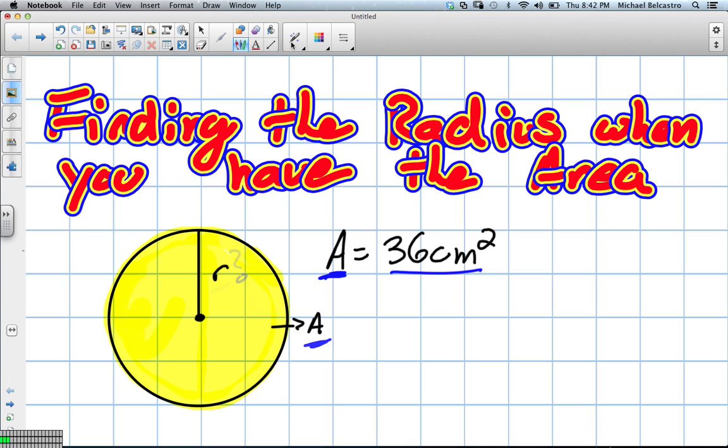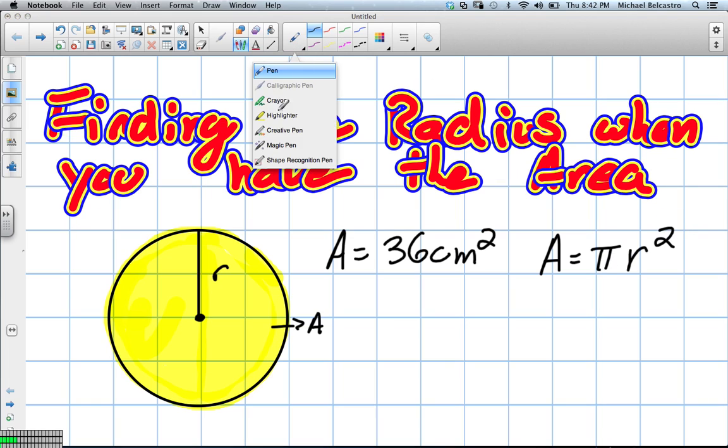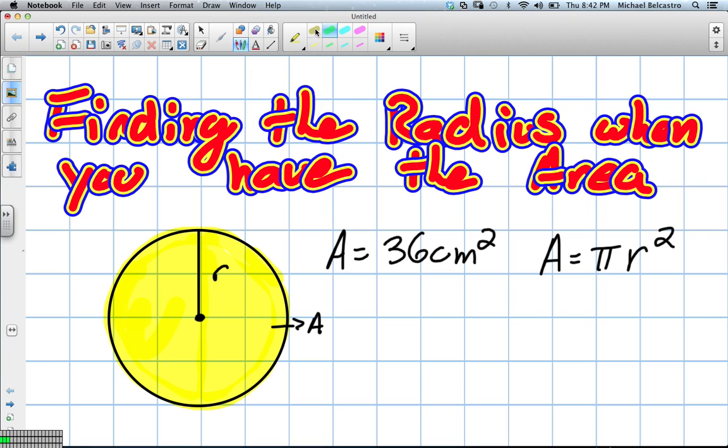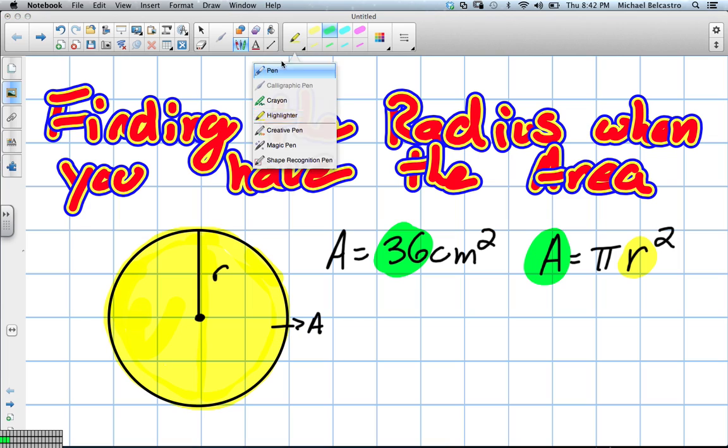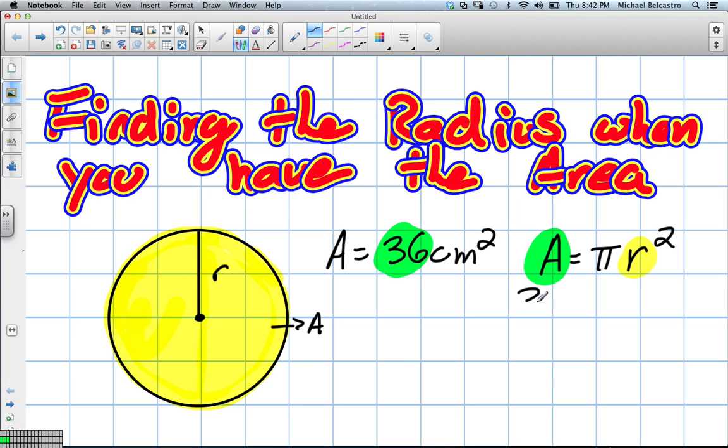Now we also know the formula for area of a circle. Do you know what that formula is? Area is equal to what? Pi r squared. Well, the goal here is to figure out what r is, right? Do we know what A is? 36. That's right. So we're going to replace A with 36. Now we have 36 is equal to pi r squared.